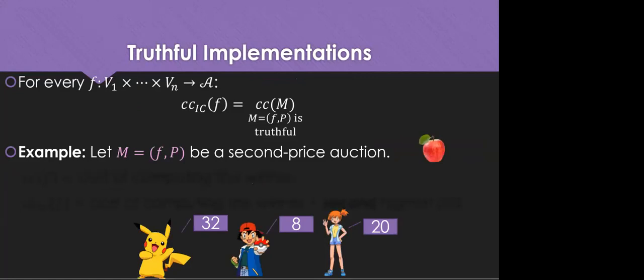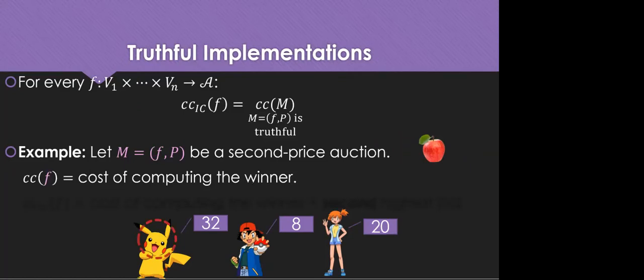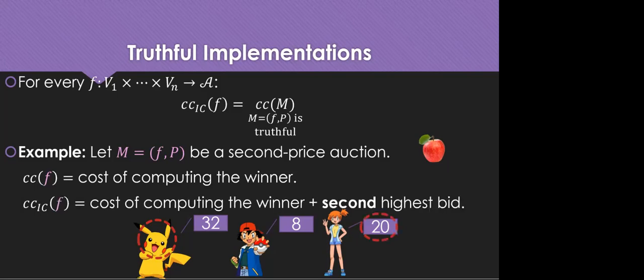Suppose that we have 3 players, a cat, a boy, and a girl, participating in a second price auction where the item that they want is an apple. In a second price auction, the bidder with the maximum value wins the apple and pays the second highest bid, whereas the other players pay 0. The communication complexity of the function is the number of bits we need in order to output the winner's identity, which is the cat in our case. And the communication complexity of the alternative and the payments is the communication complexity of outputting the cat's name, plus how much the cat pays, which is 20, and how much the other players pay, which is 0.